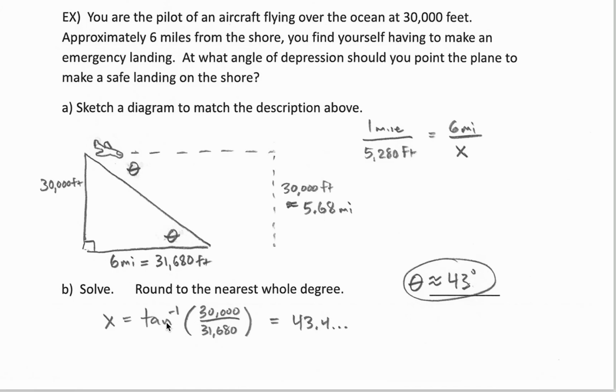All right, so I could set up my inverse tangent equation including units that are in feet, or I could change this to be units in miles. Either way, I should be getting something real similar there. Your calculator does the work for you and tells you it's about 43 degrees. So when flying our airplane straight, if we dip the nose down about 43 degrees, we should be able to make it 6 miles and hopefully safely land on the shore.